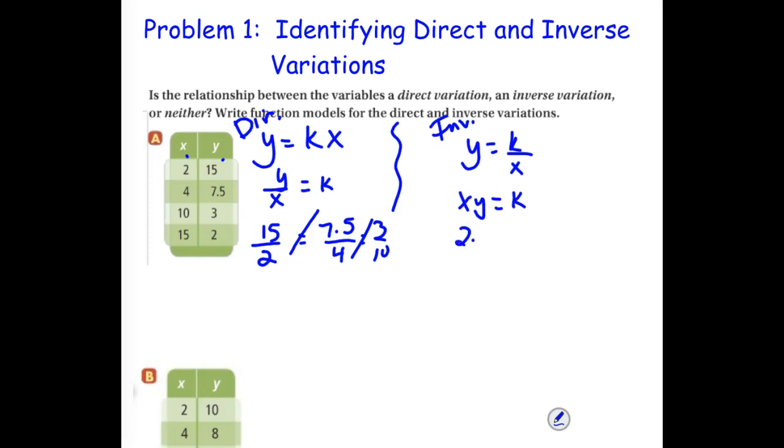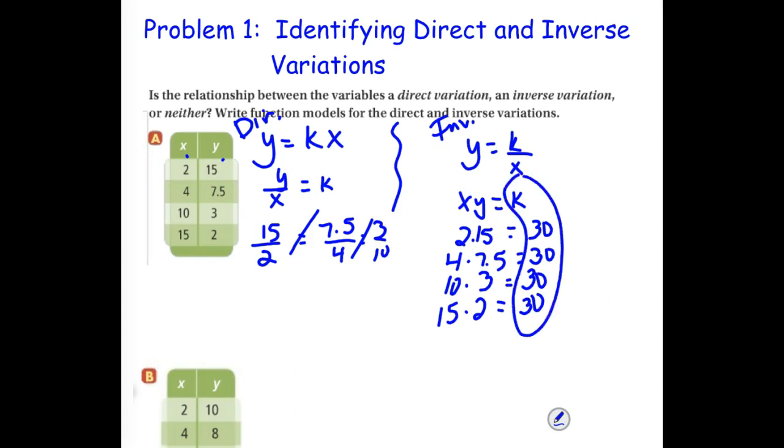Checking that. If we take 2 times 15, if we take 4 times 7.5, if we take 10 times 3, 15 times 2, do we get the same answer every time? Whoops, 15, sorry. 2 times 15 is 30. 4 times 7.5 is 30. 3 times 10 is 30. 15 times 2 is 30. What we have found is our constant of variation. That 30 is our k value. So the model that we would give for this one, we'd say it's an inverse variation, and the formula is y equals 30 divided by x.